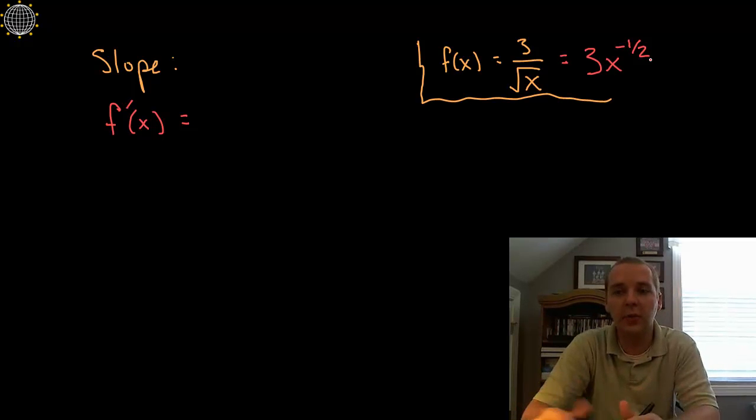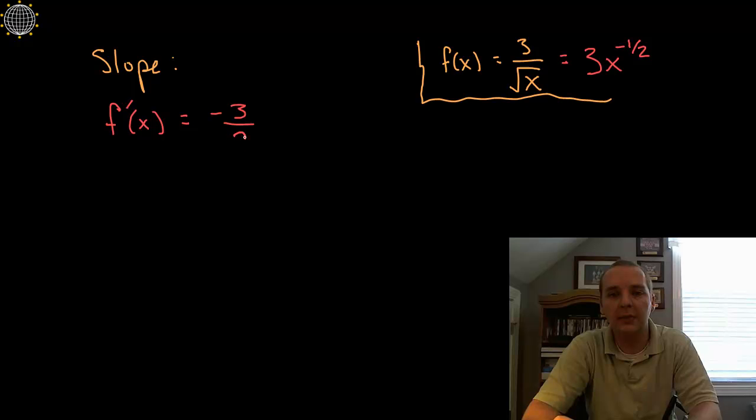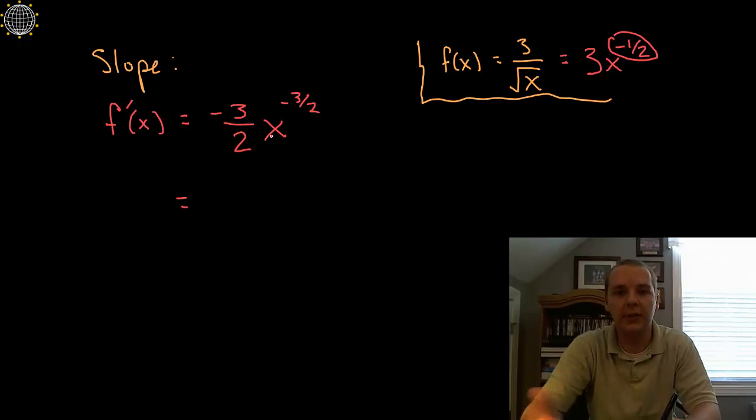It's 3x to a power. So the power rule says bring the exponent down. We get negative 3/2 x to the, and then we subtract 1 from the exponent, which would be negative 3/2. We'll put this negative exponent term back in the denominator because it has a negative exponent. Negative 3 over 2 x to the 3/2.